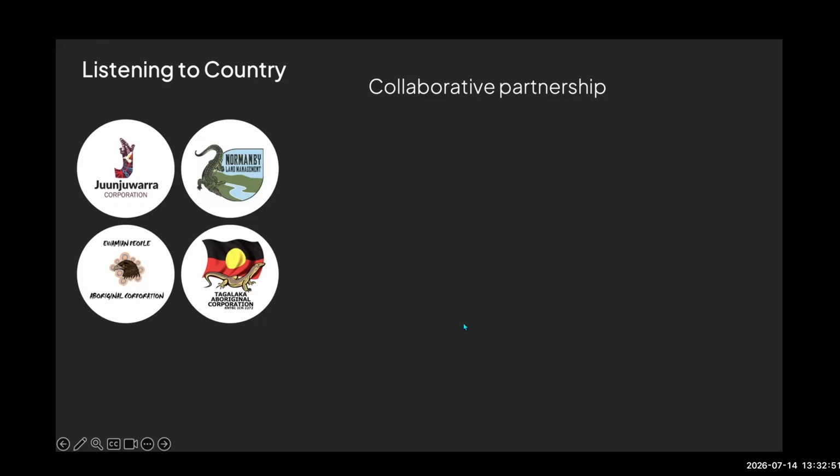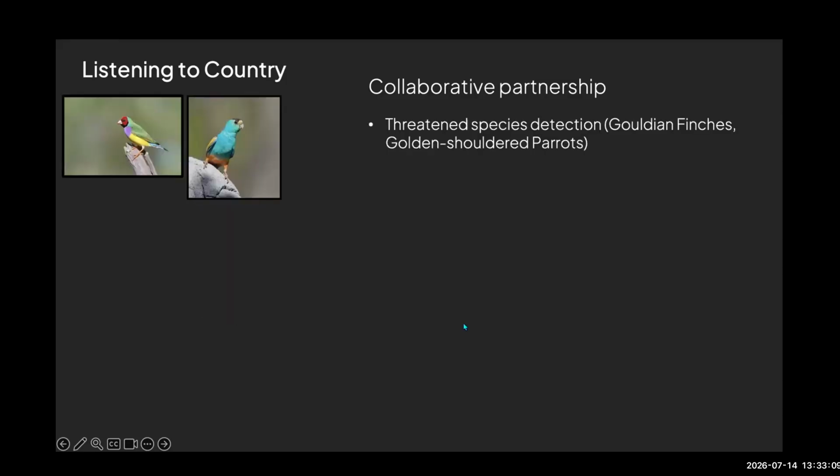And at the moment, we've got these 4 groups here, the Junjawara, Normanby, Yorman, and Tagalaka, that we're working with really closely, and we're also in conversations with a bunch of other groups and hopefully will have many more in the future. There are a bunch of different objectives that the groups are interested in.